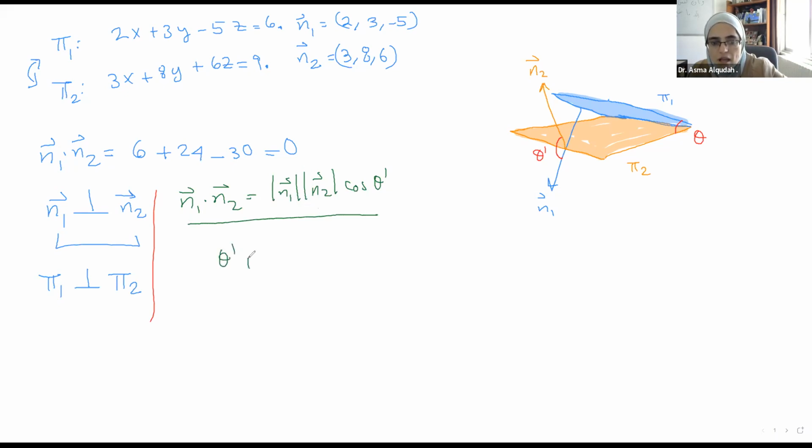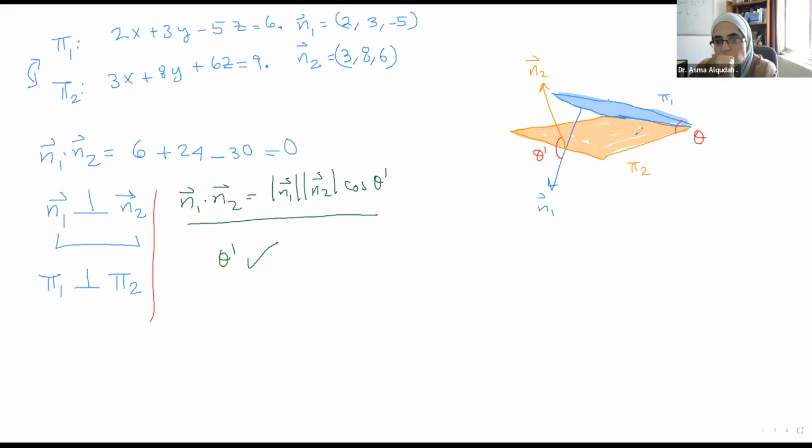Now theta prime is found, but we are not asked for theta prime. The question wants us to find theta. The relation between theta and theta prime, we can find through this diagram.